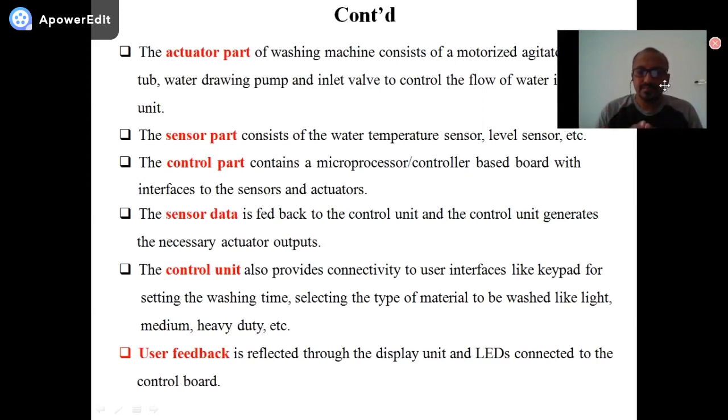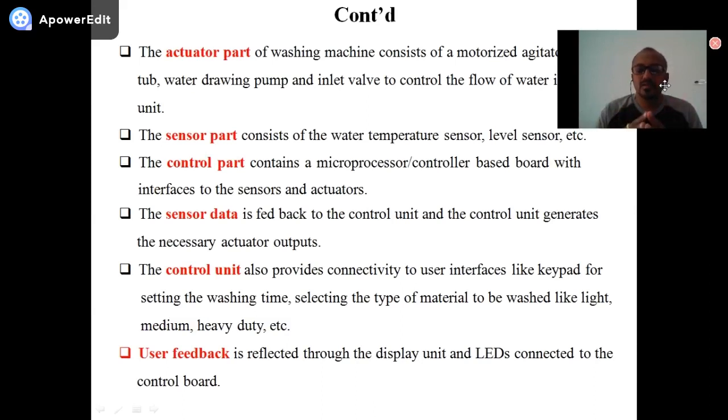Sensor data is fed back to the control unit, and the control unit generates the necessary actuator outputs. For example, if the water level sensor detects that the water has reached the maximum level, it sends an interrupt signal to the microcontroller, and immediately the microcontroller gives the command, the actuator is activated, and the inlet valve is turned off.